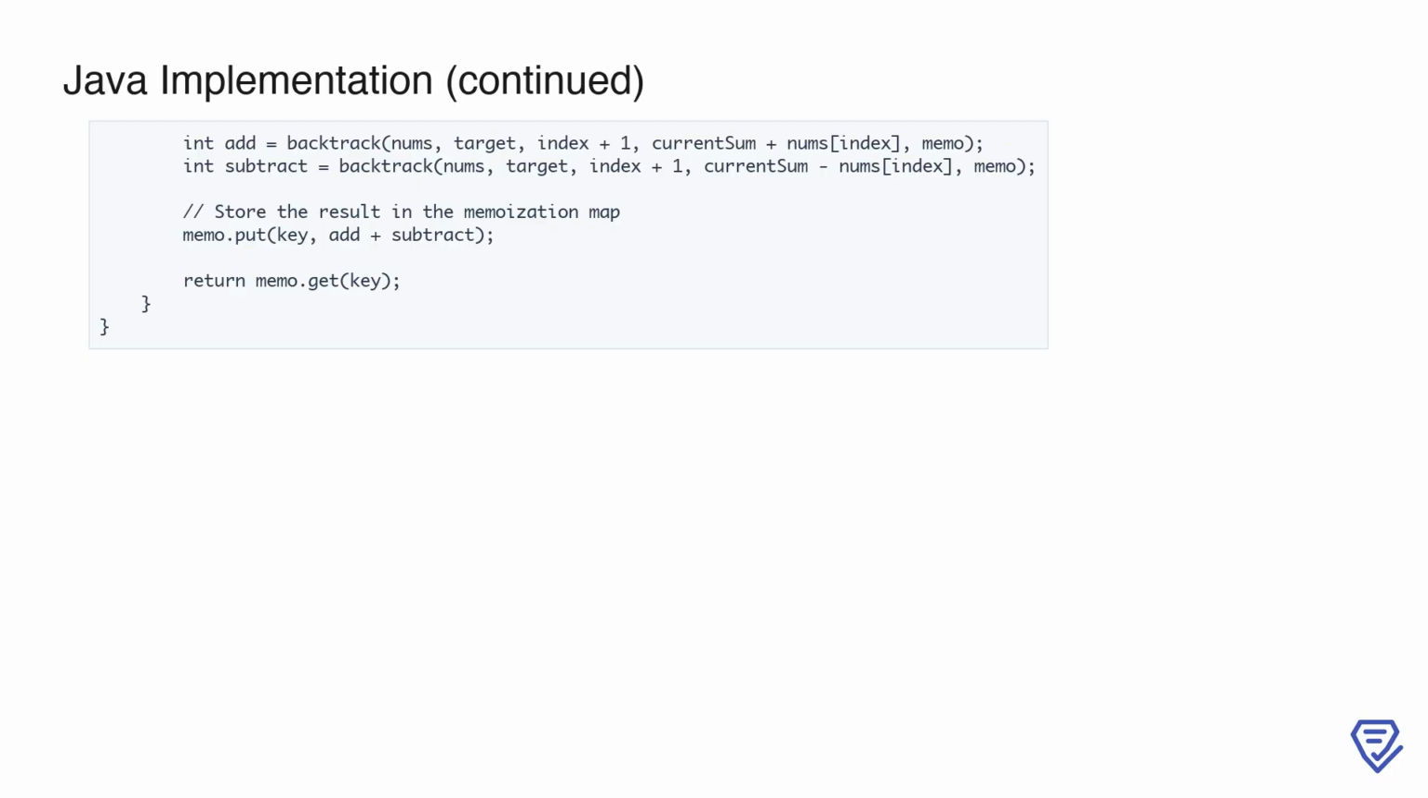We then store this total in the memoization map using the unique key for the current state, ensuring we can reuse it later if needed. Finally, we return the memoized result, which represents the total number of ways to achieve the target sum from this state. This recursive approach, combined with memoization, ensures that the solution is both correct and efficient.